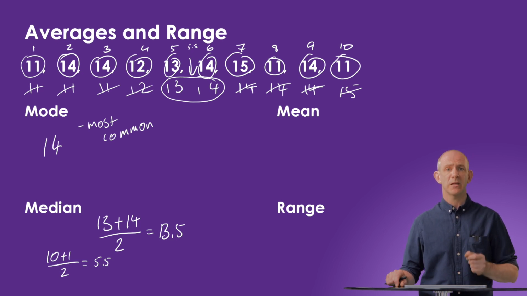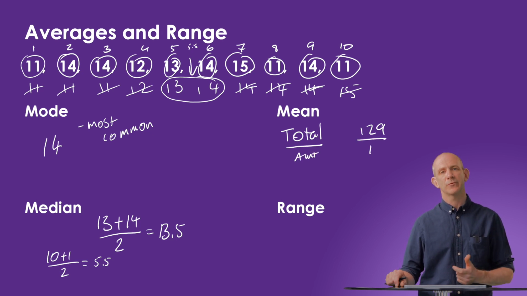To calculate the mean average, we simply add up all the numbers to get 129, and then we divide it by 10, as there's 10 boxes. This gives us a mean average of 12.9.